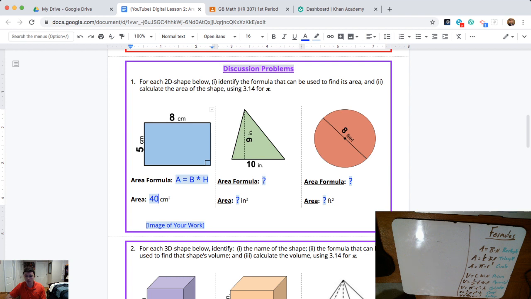Our next shape, we have a triangle. Anybody want to identify for us both the formula that we need to use for a triangle and then also what the area of this green triangle would be, or how much space it's taking up?